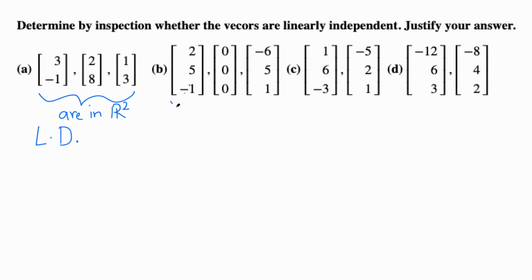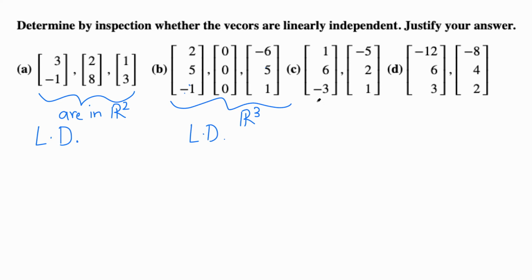So here, 3 entries means coming from R3, but we got a 0 vector here, and in a group, whenever we have a 0 vector, the vectors are linearly dependent.